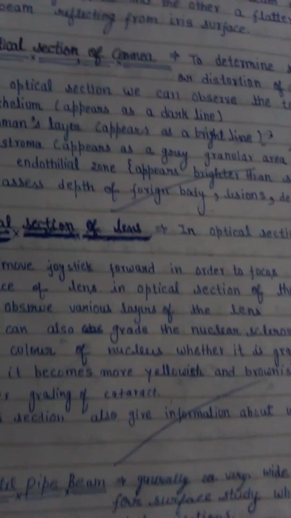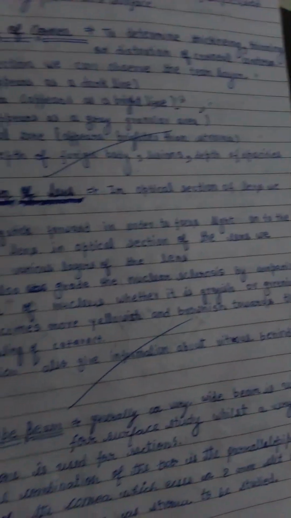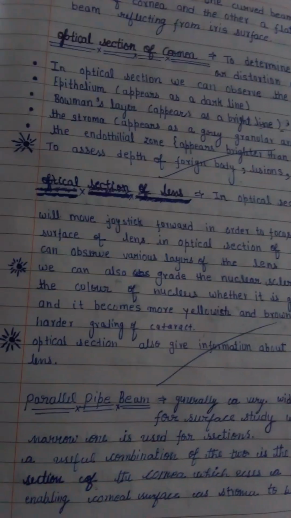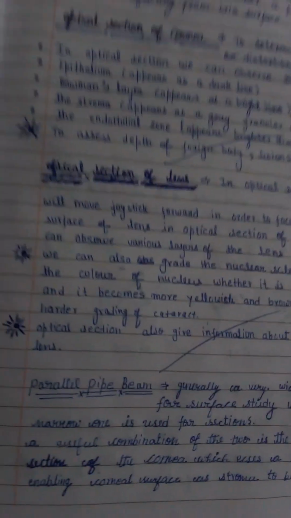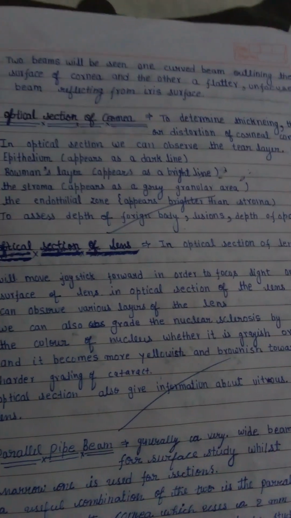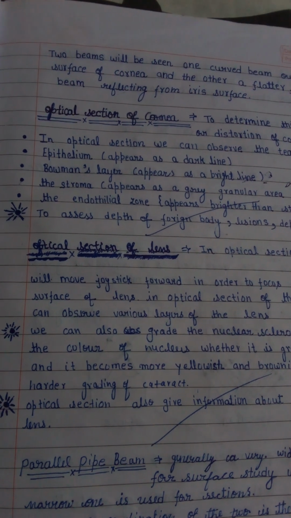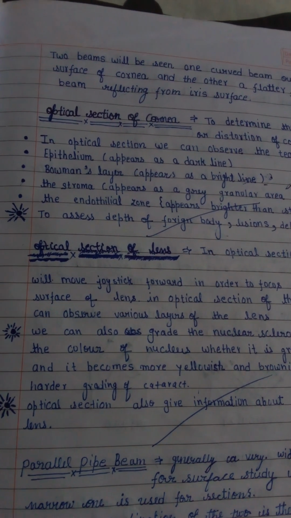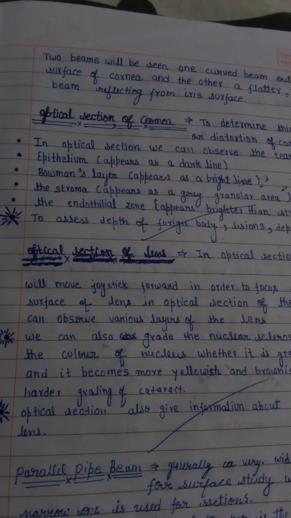Now we will discuss the optical section of the lens. In the optical section of the lens, we will move the joystick forward in order to focus light onto the surface of the lens. As you know, the optical section is a type of direct illumination, so the observation and illumination system will be directly focused onto the part that we are observing.